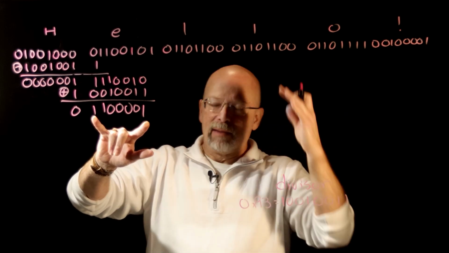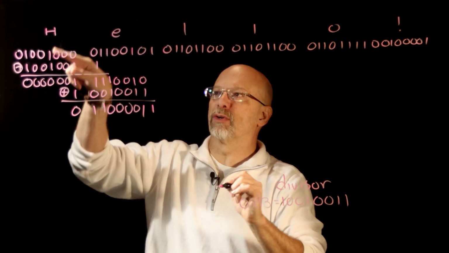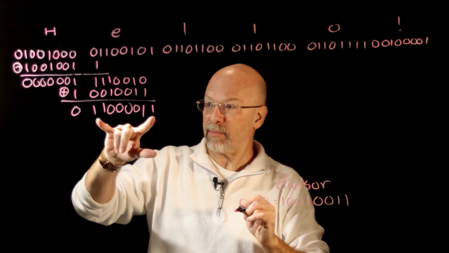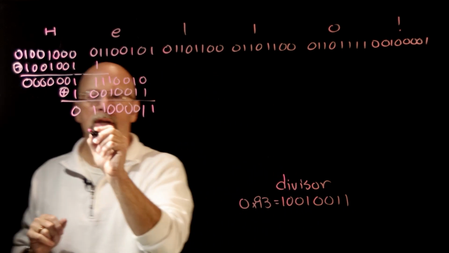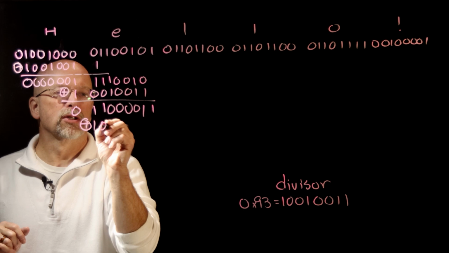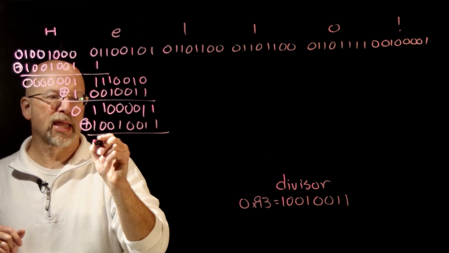So I keep bringing in bits. The next bit that comes in is a 1. I add it to my shift register in addition to storing the data. I've got 8 bits again. I do a bitwise exclusive OR with my divisor. So a bitwise exclusive OR 10010011. This is same 0.